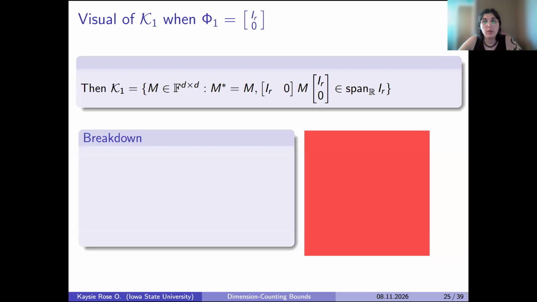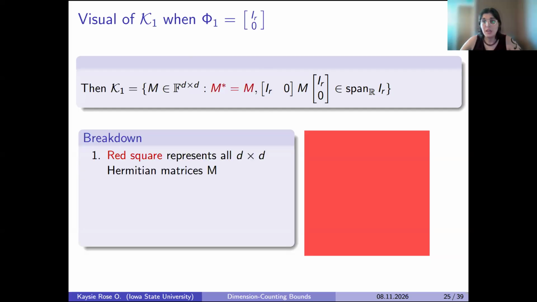Let's see what K1 looks like. So I've done my normalization. I have that phi1 is the R by R identity, and then as many zeros as I need. So K1 is this. Looks like a lot, but we're just gonna break down what happens.